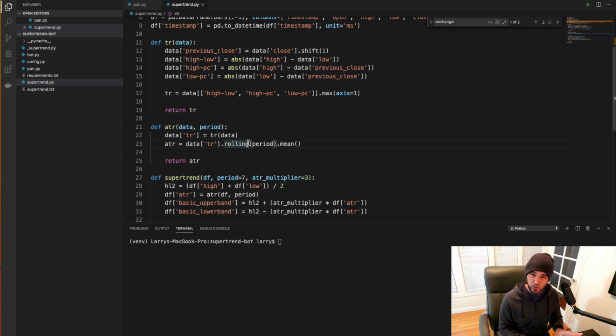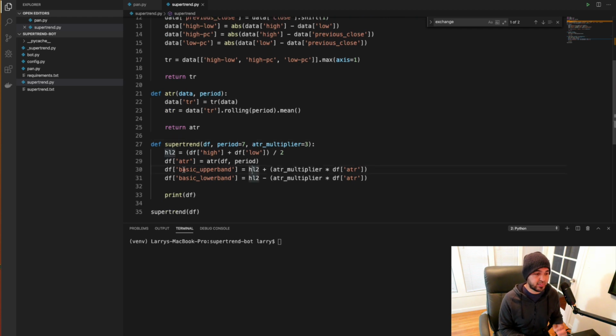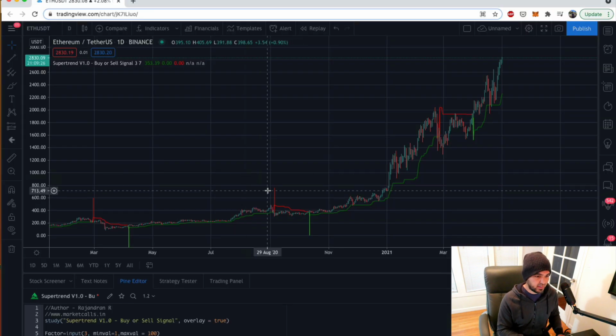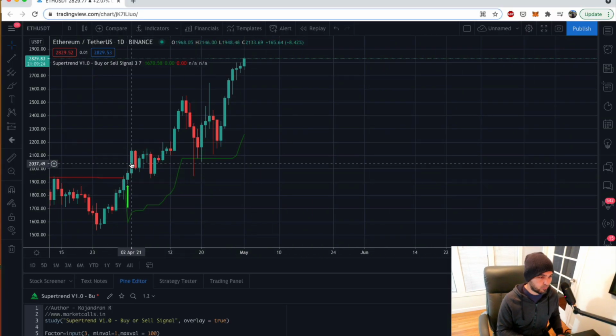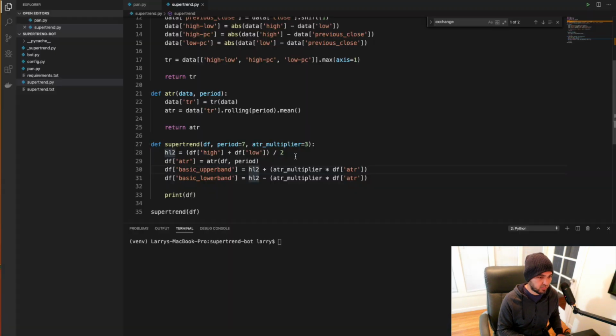And so make sure you understand those terms before you continue on. In order to calculate this basic upper band and basic lower band, what we did is take the high plus the low of the candles and divide by 2. So high plus low divided by 2 is the average. So we got basically the midpoint of the high and low on a given candle.